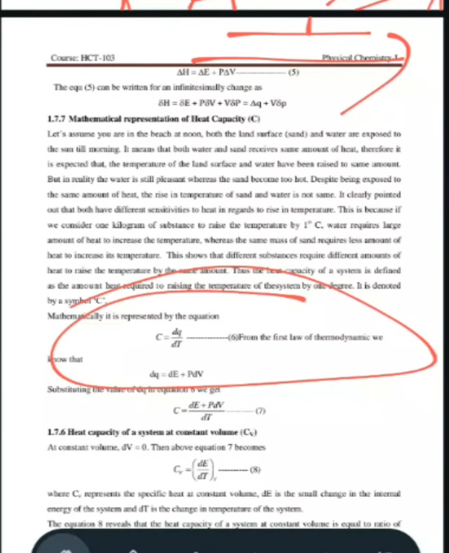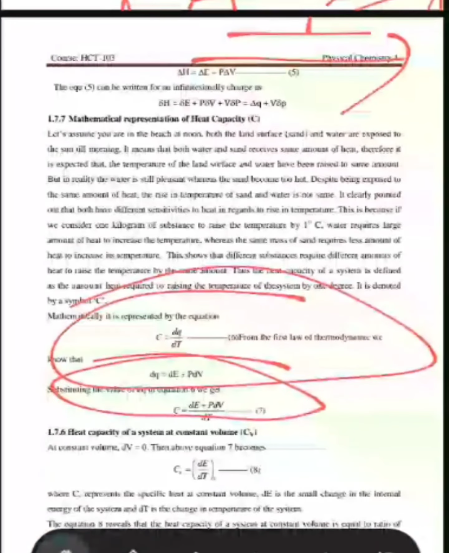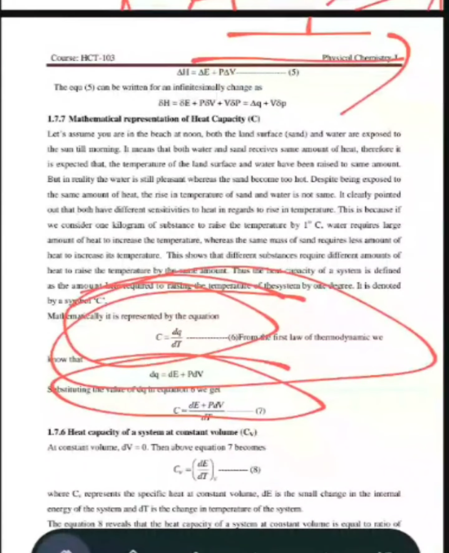So dq is nothing but the quantity of heat, E is the energy of the system, and P and V are the pressure and volume of the system. Substituting dq in equation 6, we get the equation for C, that is heat capacity: C is equal to (dE plus PdV) by delta T. That is equation 7.